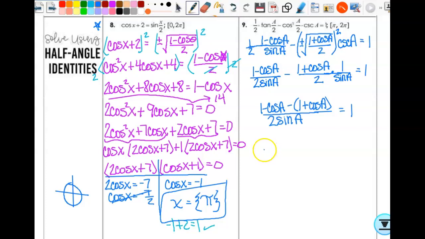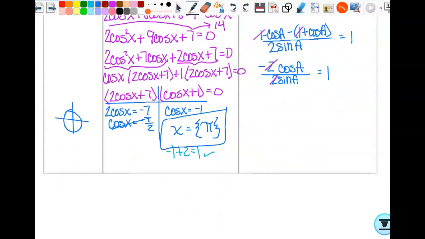So when I'm here then, I've got 2 sine A in the denominator. So 1 minus 1, those zero out. But then I have a negative cosine A minus cosine A, which is going to give me a negative 2 cosine A in the numerator. And that equals 1. Can I cancel out those 2's? Yes, I can. So that leaves me with negative cosine A over sine A.